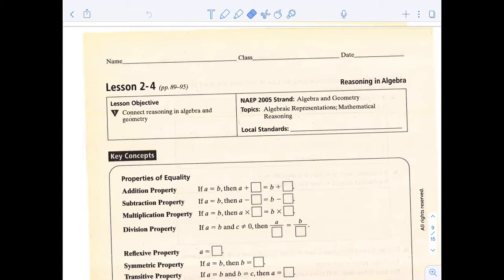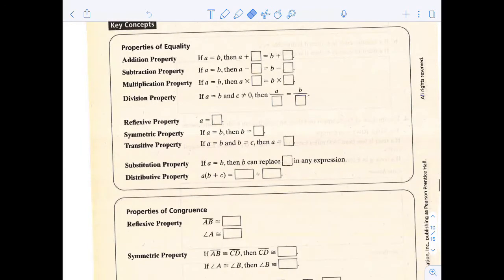Okay, lesson 2.4 is about reasoning in algebra, and our objective is to connect reasoning in algebra and geometry. So first, our key concepts. Today we're talking about the properties of equality. The first is the addition property, which says if A is equal to B, then A plus C is equal to B plus C.